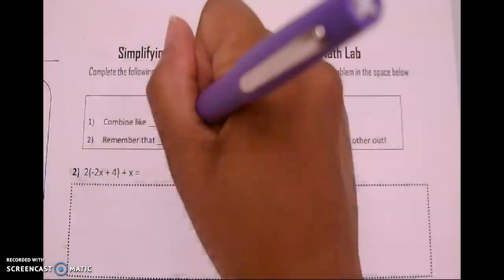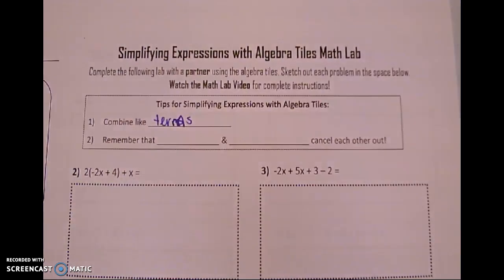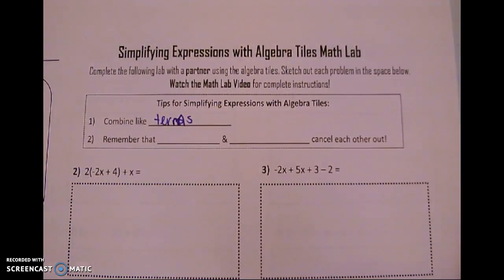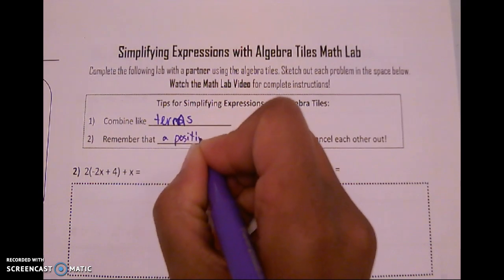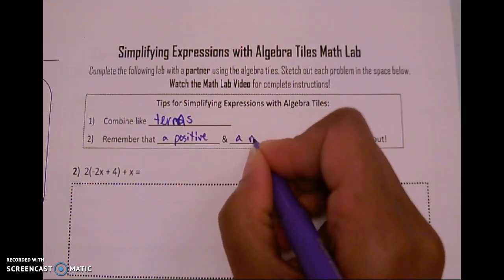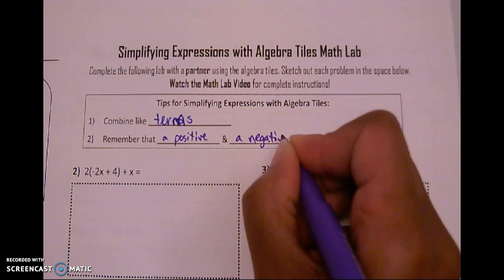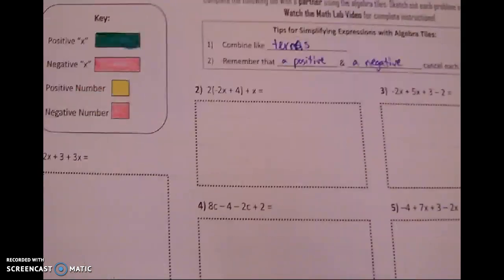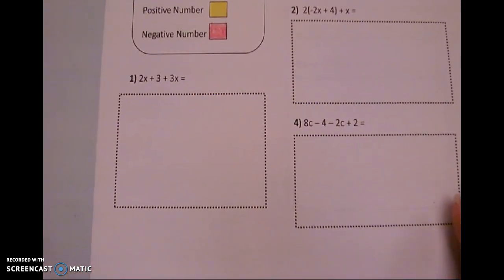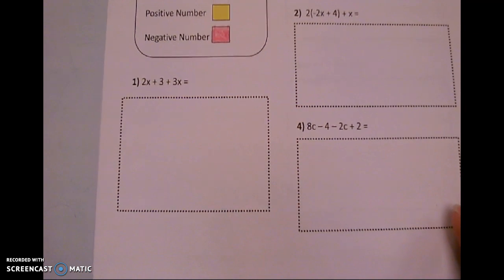And that is in M terms, okay? And also we need to remember that a positive and a negative of the same terms can cancel each other out, okay? So with that being said, let's slide on over to our first problem, which is 2x plus 3 plus 3x.